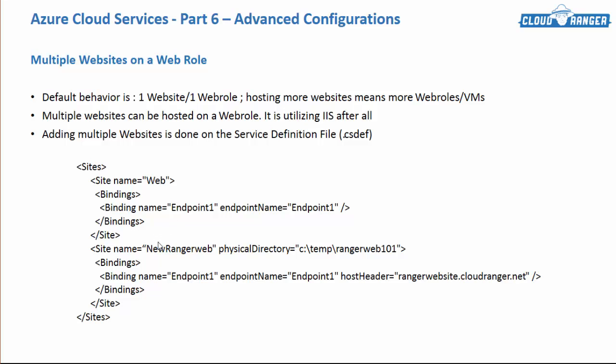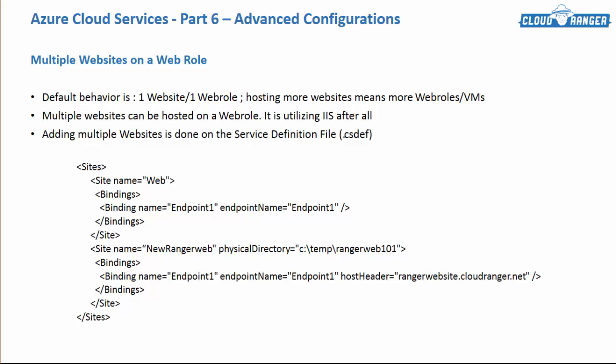And basically the endpoint, so the binding is to the endpoint. And here you can see the binding name is going to be endpoint as well. I'm keeping all of that the same. But I'm putting in a host header and I'm just calling it rangerwebsite.cloudranger.net. I'm going to go into more details on that when we go through the demo, and I'll explain why I'm doing what I'm doing here. But this is as simple as adding this element here, or this tag here, site name, and pretty much add the secondary web role. I mean, add the secondary website.